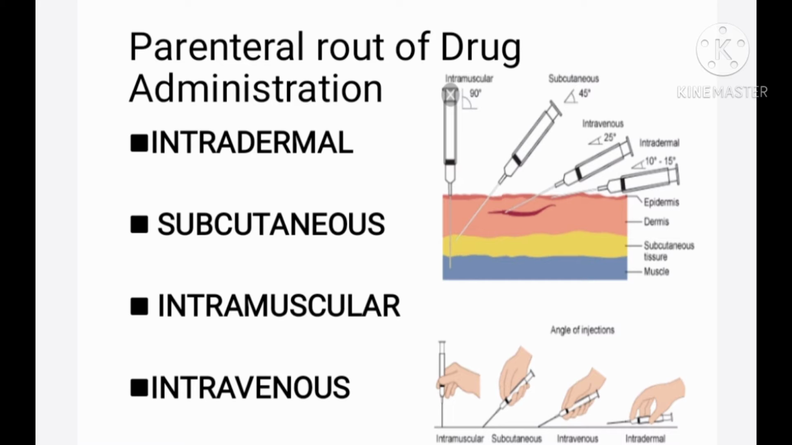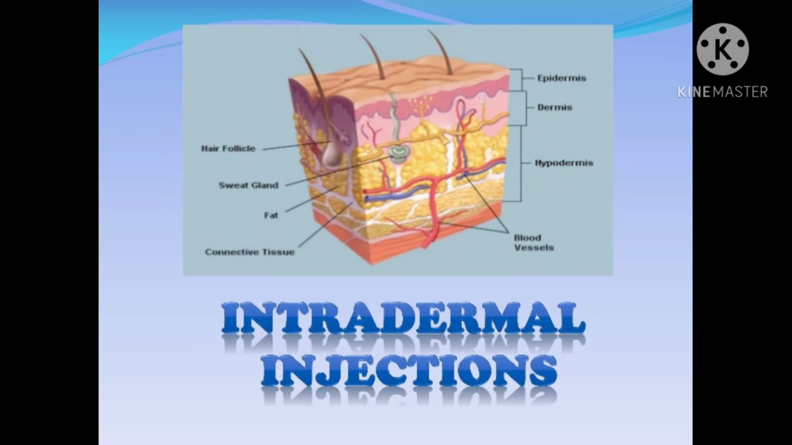Now we will see the parenteral route of drug administration. In that there are mainly four types: intradermal, subcutaneous, intramuscular and intravenous injection. So firstly we will see the intradermal injection. Intradermal injections are given for skin testing, for example tuberculin screening and allergy tests. The intradermal site should be free of lesions and relatively hairless.